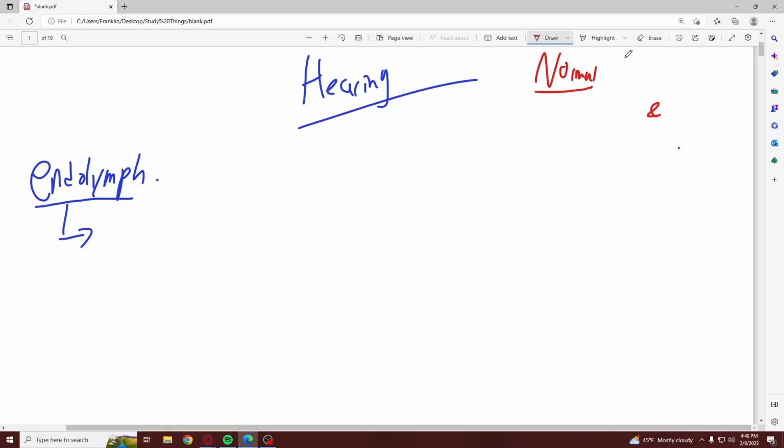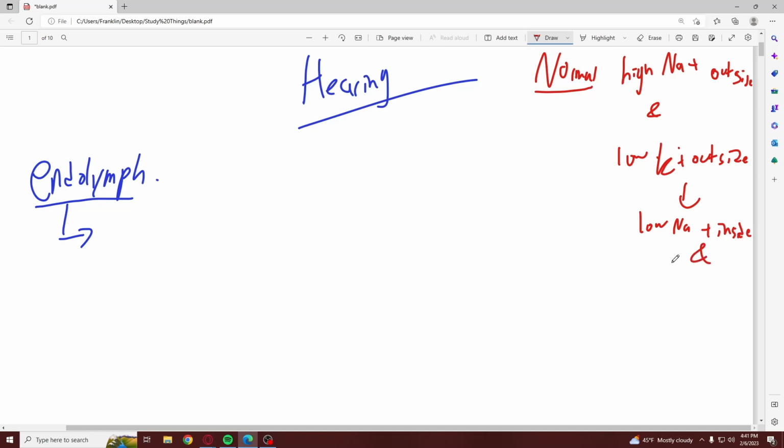Normally in a cell, there's a high concentration of Na on the outside of the cell, and a low concentration of K outside the cell, which means low Na inside and high K inside. So this is what happens in a normal cell.